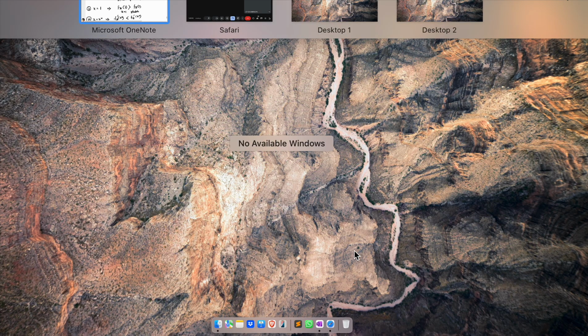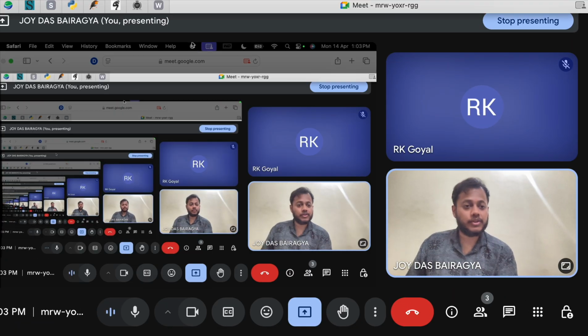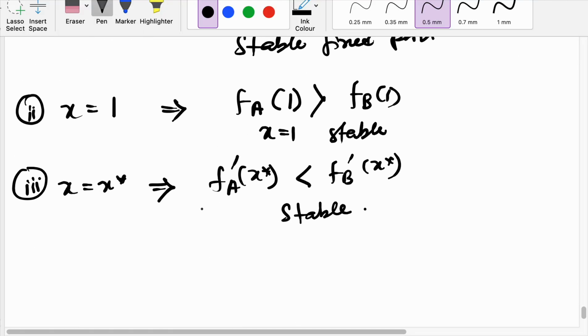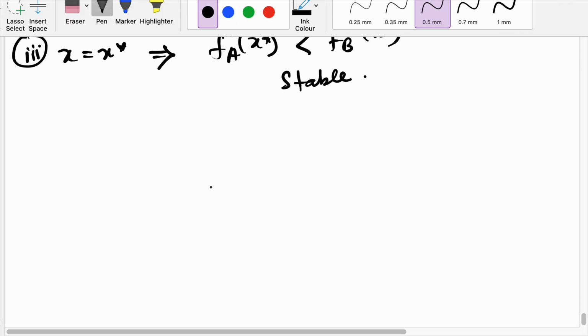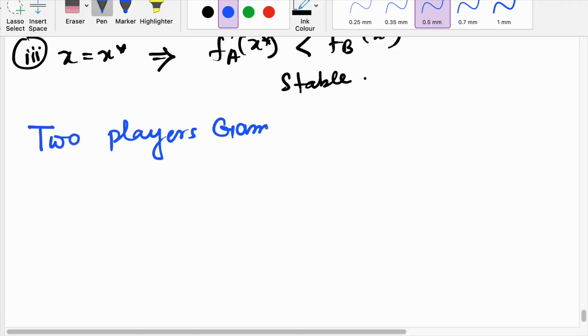So whatever we learned in the previous class, if we blindly apply those things here, we will simply get these results. Now, where do these evolutionary games come in? So let me introduce a game which is called two-player games.